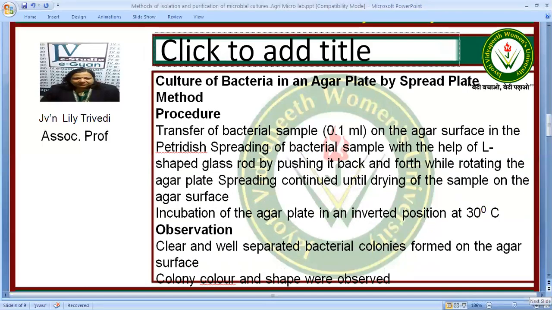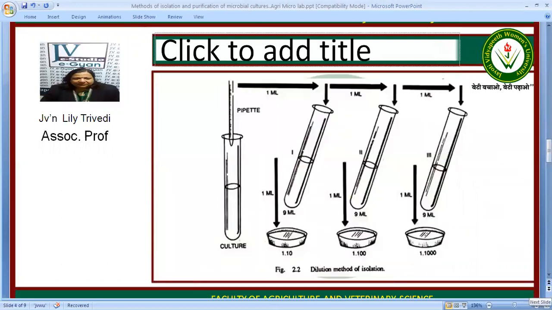Another is the spread plate method, in which we transfer 0.1 ml of the bacterial sample and spread it with the help of an L-shaped glass rod, pushing it back and forth while rotating the agar plate. We continue until the sample dries on the agar plate and keep these plates in inverted position at 30 degrees centigrade. Clear and well separated bacterial colonies are formed on the agar surface. The colony color and shape are then observed.